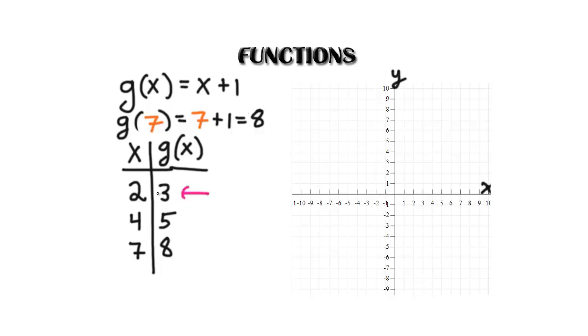Right? The first one will be (2, 3). So the x should go 2 units to the right and 3 up. So it'll be right over here. And (4, 5) should be right over here. And (7, 8) is right over here, roughly right there.